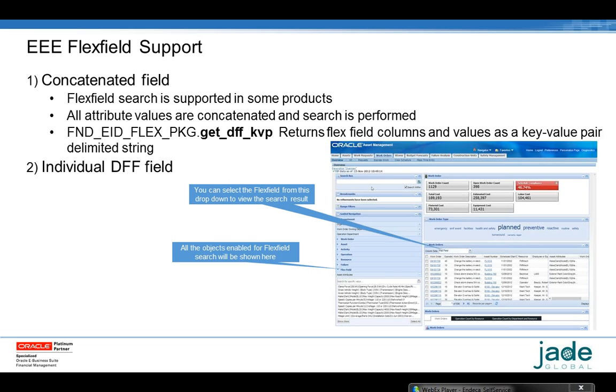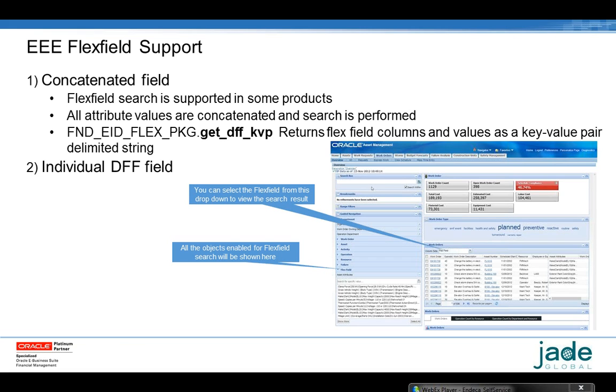But in the case of Endeca, we have this FND EID Flex package get DFF KVP. What this package does is it reads the DFF and translates all your generic names into specific column names. But the unfortunate thing is it will give you a key value pair. So if you have a 10 column descriptive flex field, it will be a big string on which you can do the discovery or analysis.